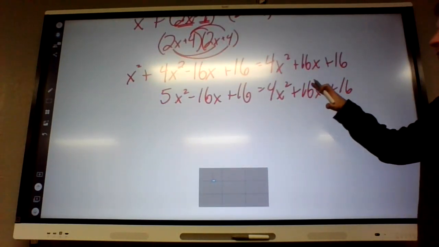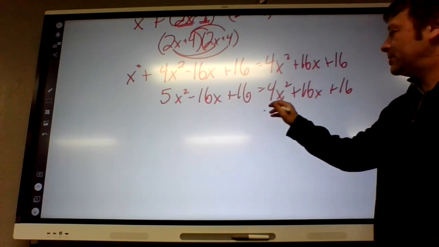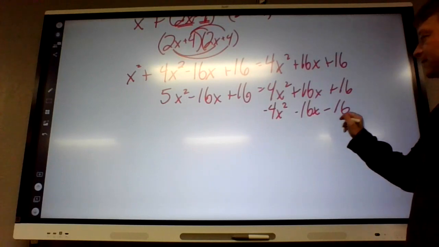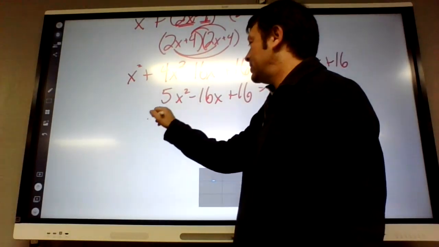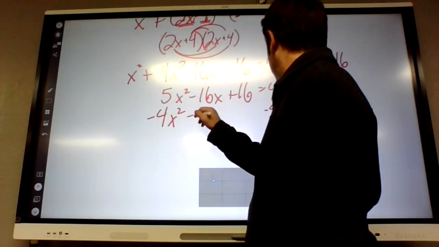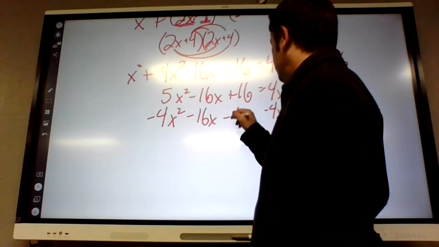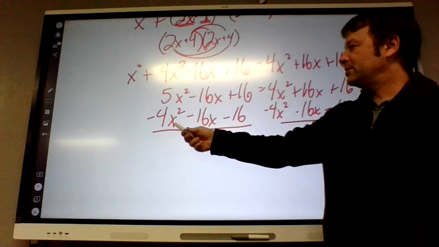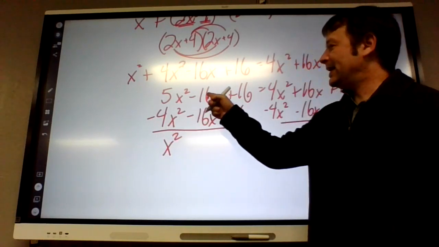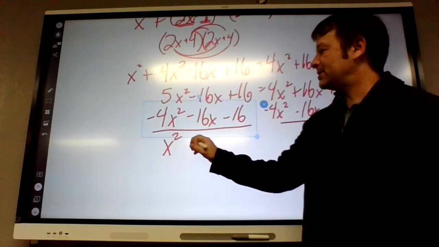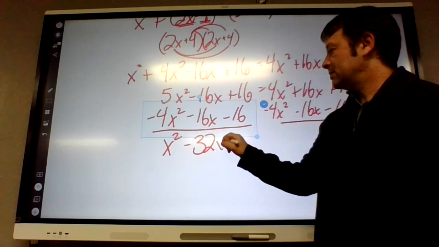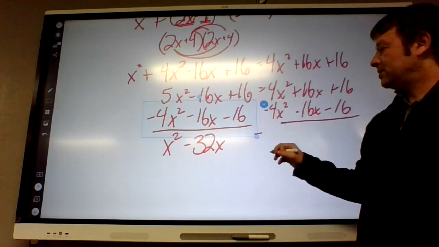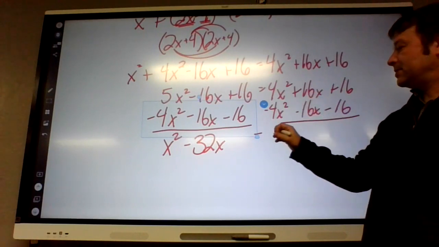So we're going to move everything to one side. I'm going to subtract all this stuff to get rid of it on the right side. What's 5x squared minus 4x squared? x squared. Negative 16x minus 16x, 16 minus 16, it's gone. And then all this is gone, so 0.